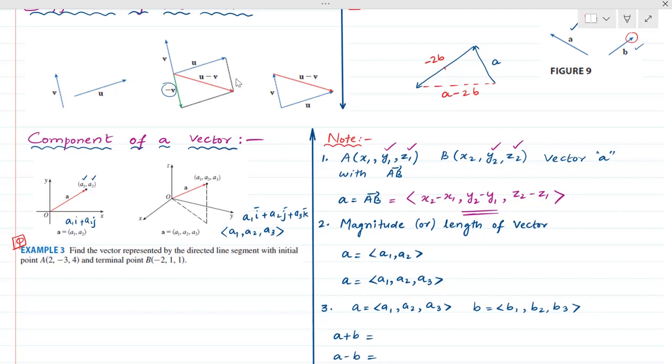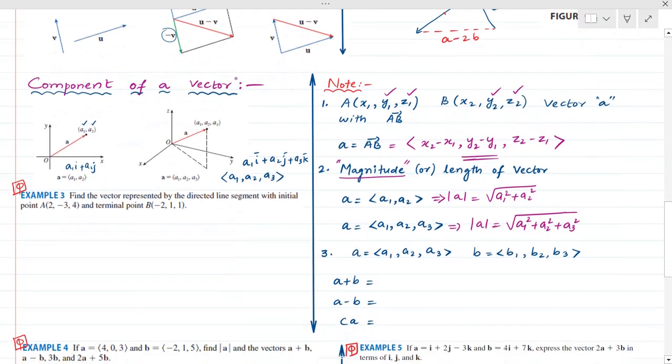The magnitude of the vector. How will you calculate the magnitude? The magnitude is nothing but the absolute value. I can write it as the absolute value of A. So how will you write this one? Square root of a1 square plus a2 square, since there are two components in the vector, i and j. If you have three components, the magnitude of A is equal to the square root of a1 square plus a2 square plus a3 square. So this is the magnitude of the vector.